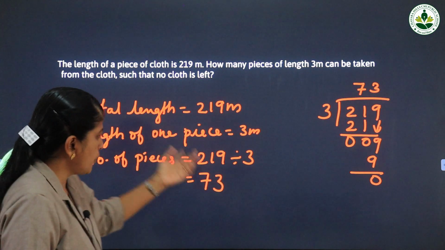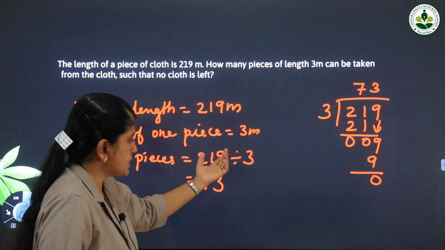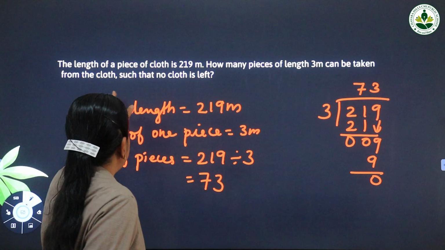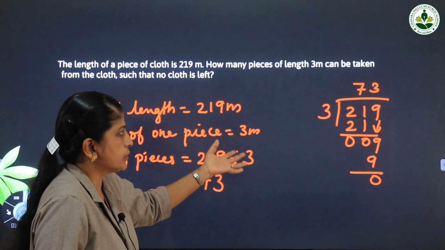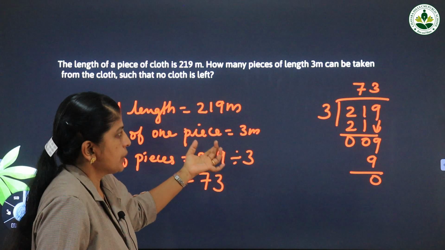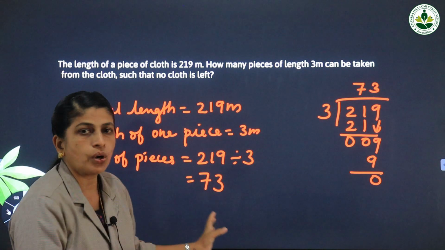Therefore, before division we can check whether it is divisible by that number or not. We have checked that number and we can see that there is no cloth left. If we divide that cloth into pieces of length 3 meters, there won't be any cloth left.